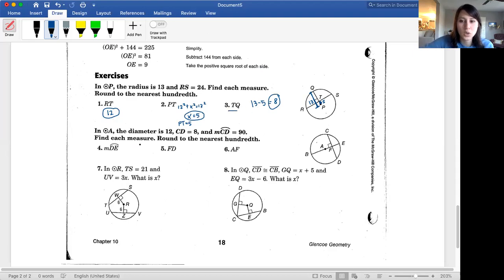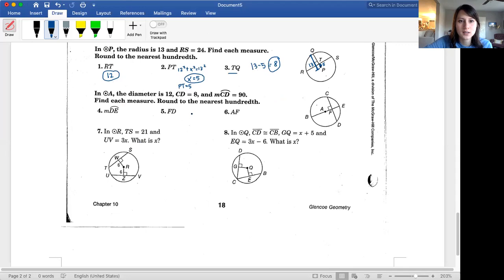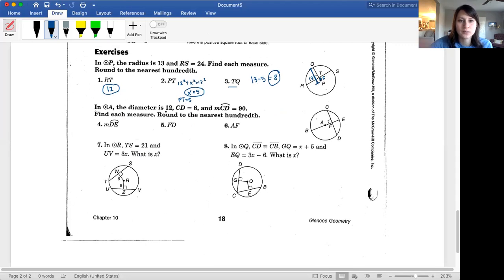All right. So same idea going on in 4, 5, and 6. Let's take a look at what we have here. Diameter is 12. So this time we have this entire diameter, which means if the diameter is 12, what's the radius? Well, the radius is going to be half of that, which is 6. Okay. CD is 8. C to D is 8. So this entire thing is 8. So that means half of it would be 4. This would be 4. This would be 4. The radius would be 6. This radius would be 6. The measure of arc CD is 90 degrees. This whole arc here is 90 degrees.